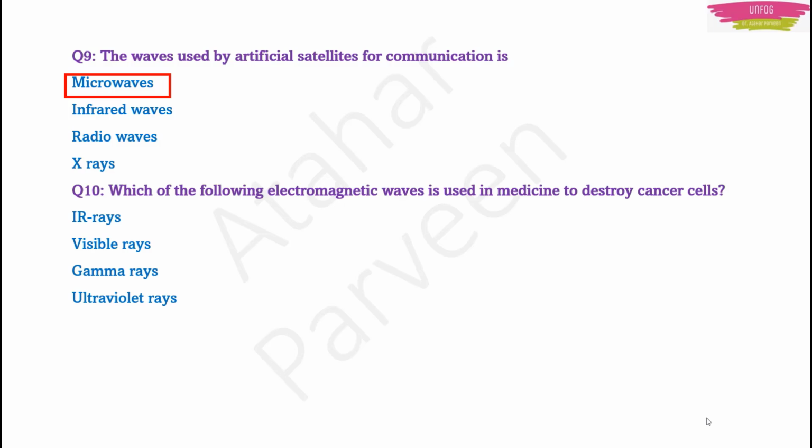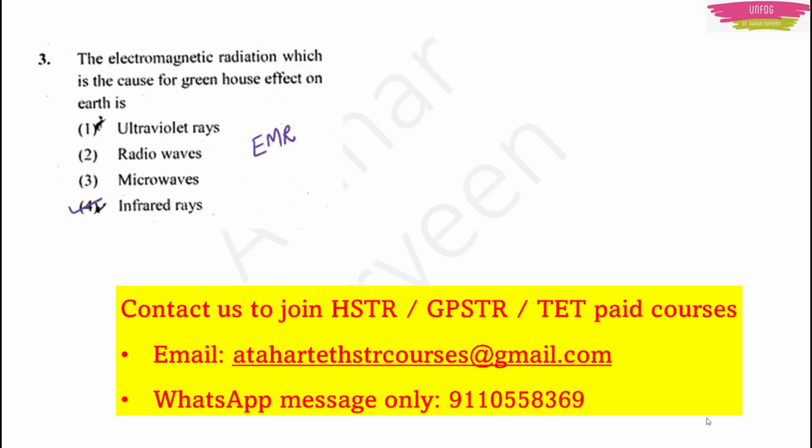Then next question. Which of the following electromagnetic waves is used in medicine to destroy cancer cells? The answer to this question should be gamma rays, because gamma rays are nowadays used in medicine to treat cancer cells. These questions are from your old question paper of HSTR. The electromagnetic radiation which is the cause of the greenhouse effect is infrared radiation actually.